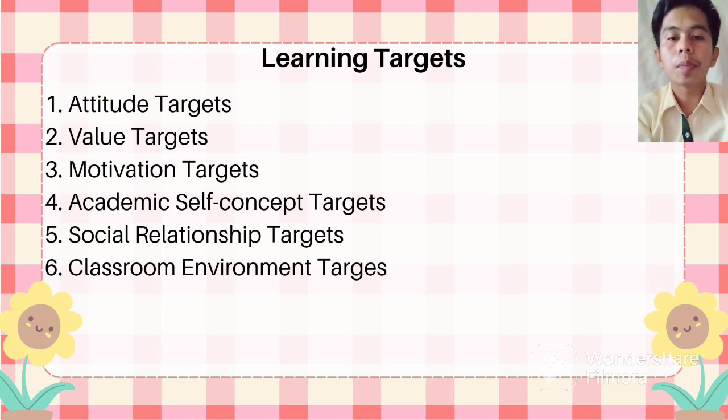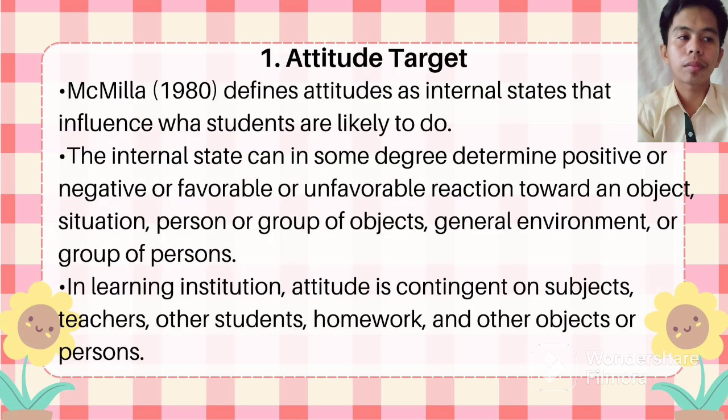And now, let us proceed to the learning targets, which are: first, the attitude targets; second, values targets; third, motivation targets; fourth, academic self-concept targets; fifth, social relationship targets; and sixth, classroom environment targets.